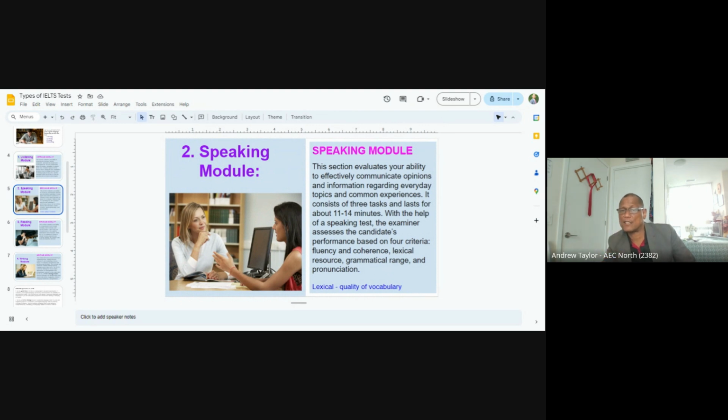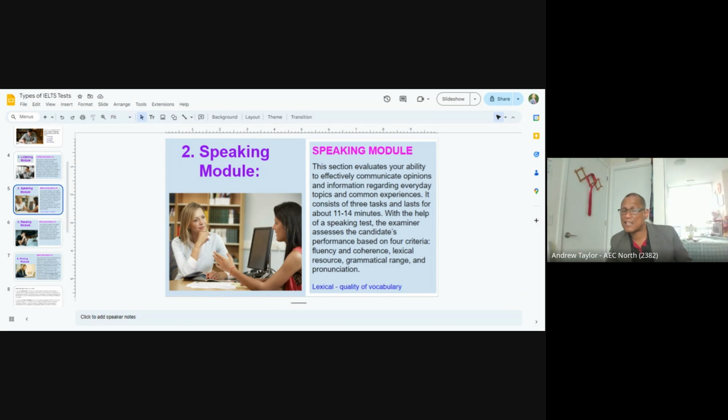So let me explain this a little bit. Four criteria: fluency and coherence. Fluency and coherence means you are fluent in English, you are rich in vocabulary. Coherence means people understand you, your ideas and your grammar and your construction of sentences are parallel and understandable and easy to follow, and they are interconnected.